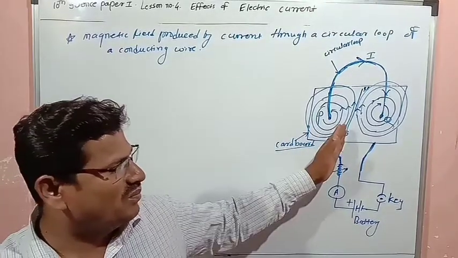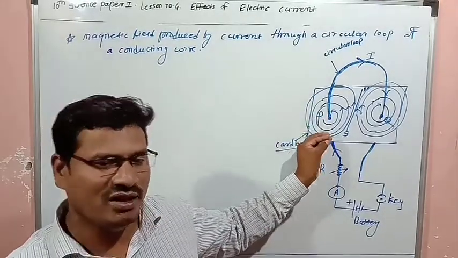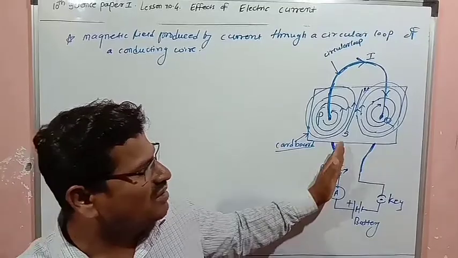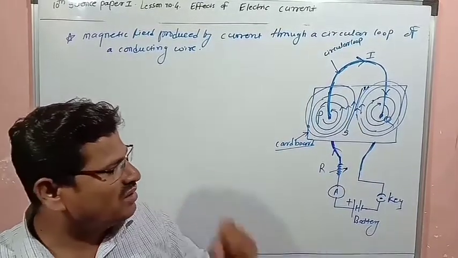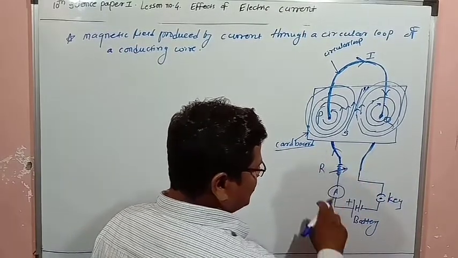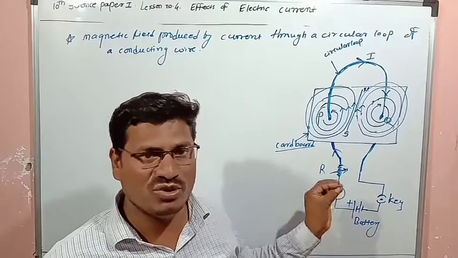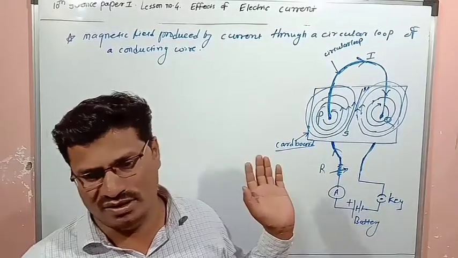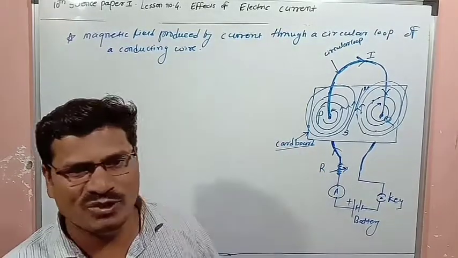If you use the right hand thumb rule, you can determine the direction of the magnetic field at every point on the loop, and that direction is the same at every point. Another thing: if you increase the electric current, the magnetic lines of force or magnetic field become stronger. That means the intensity of the magnetic lines of force depends upon the current.